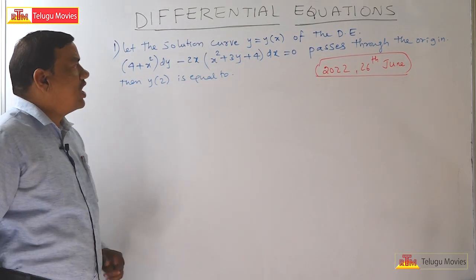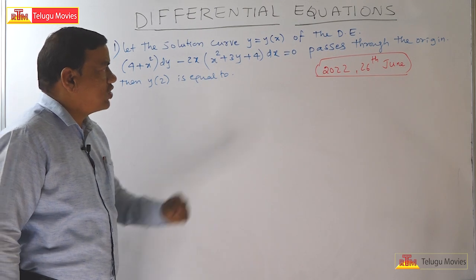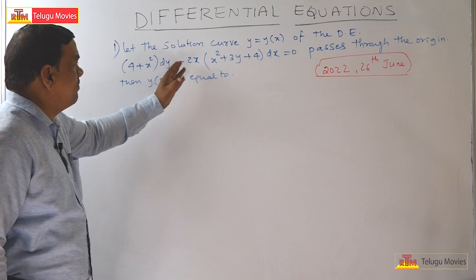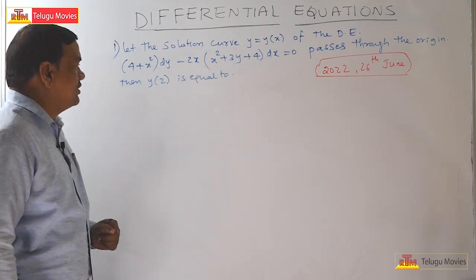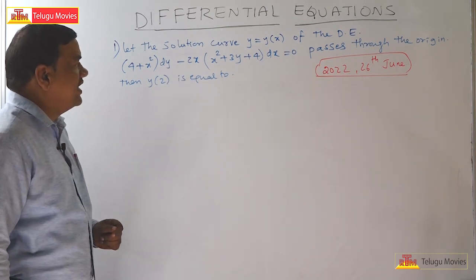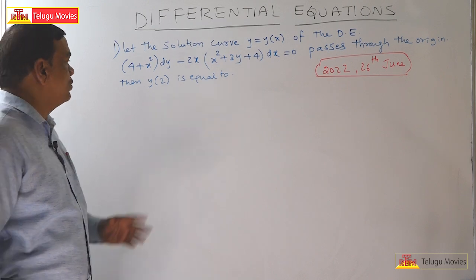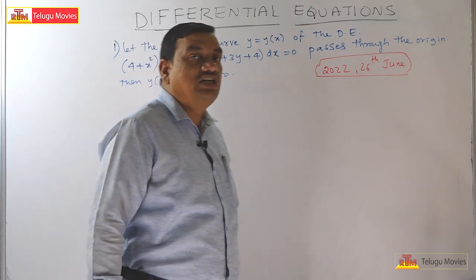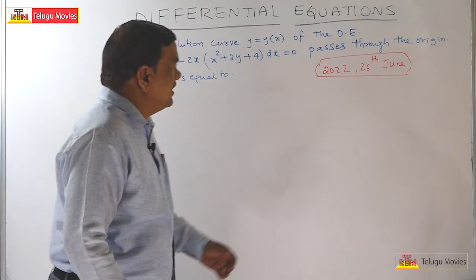Let the solution curve y equal to y of x of the differential equation (4 plus x square) dy minus 2x (x square plus 3y plus 4) dx equal to 0 pass through the origin, then y of 2 is equal to. So here this is an integer type of question. Let us see the problem.